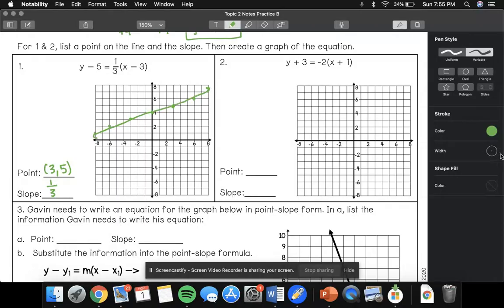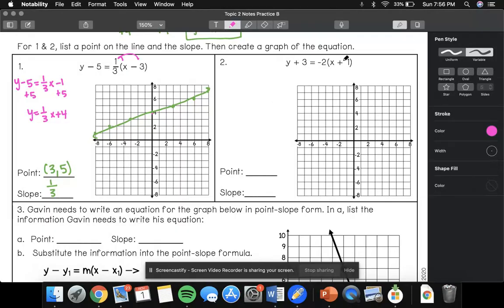Again, that is not the only way we could have done it. We could have just rearranged this equation to look like slope intercept form. We would do that by distributing the 1/3. And 1/3 times negative 3 would be negative 1. We would add the 5. We would get y equals 1/3 x plus 4. We could start at 4, go up through 1 over 3. So both of these work, and you just have to pick which one you feel more comfortable with.